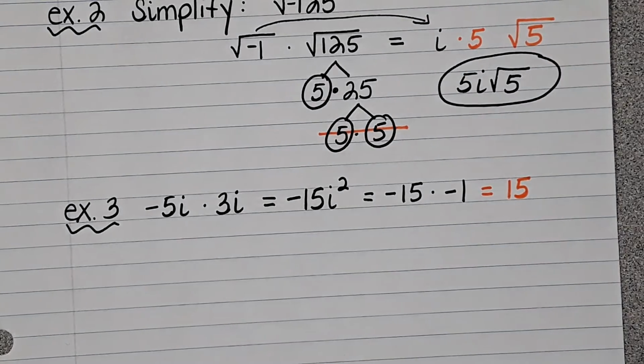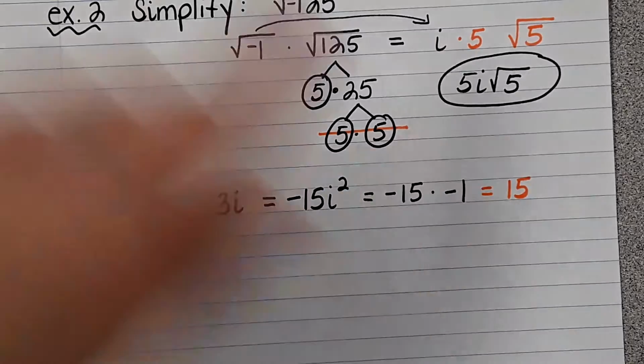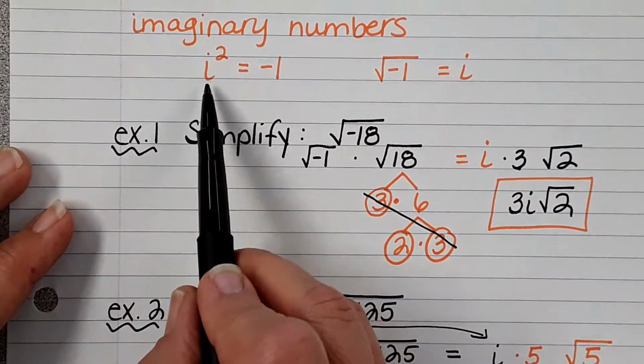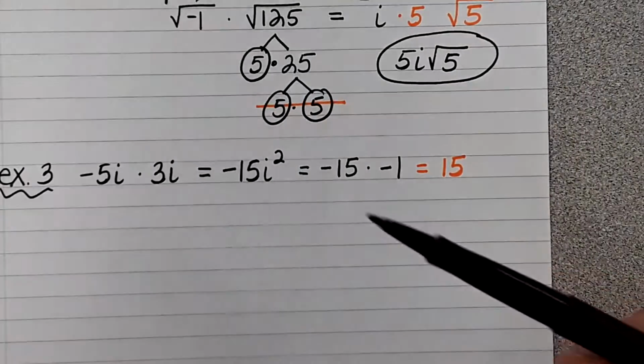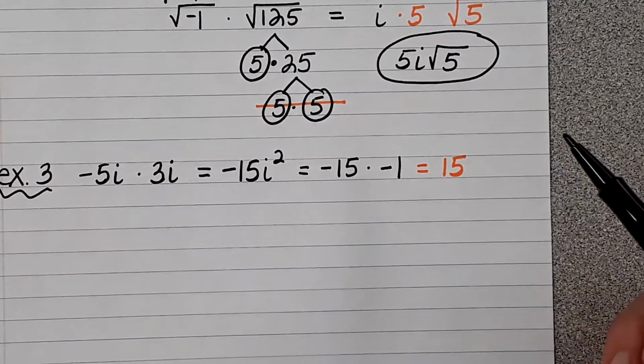What questions do you have? That's all you do. You multiply the real numbers, multiply the imaginary numbers. Yes? But if the I squared and this is a positive? Yeah. I squared equals negative 1. Remember? I squared equals negative 1. So if you see an I squared, you replace it with negative 1.